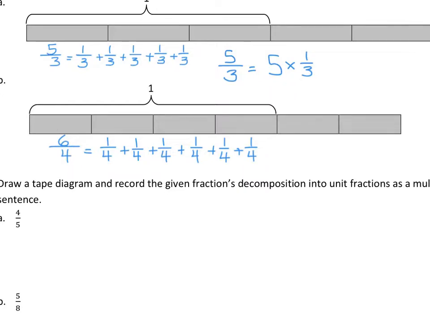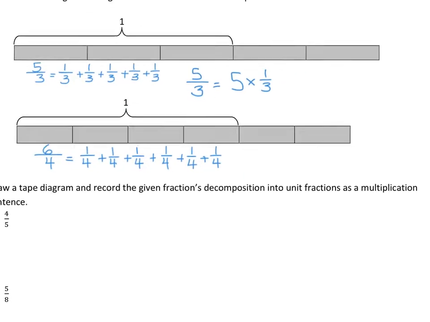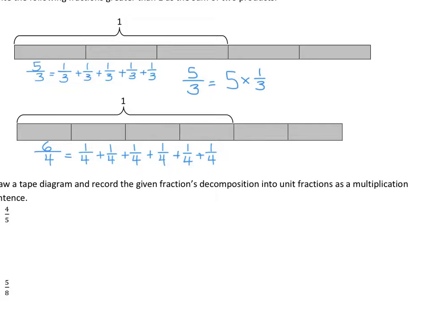Take a look at this. 1, 2, 3, 4 parts make up one whole fraction bar. So we've got fourths, but altogether 1, 2, 3, 4, 5, 6 of them. 6 fourths altogether is equivalent to 1/4 plus 1/4 plus 1/4 plus 1/4 plus 1/4 plus 1/4. How can we write this one? Well, we can call it 6/4 is equal to 6 times 1/4.